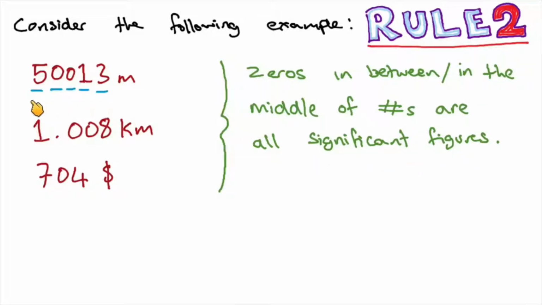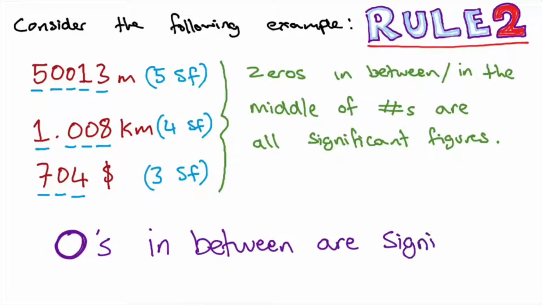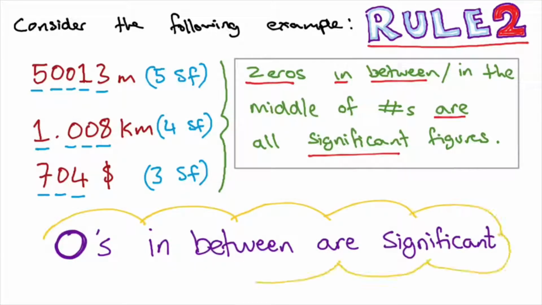So in our first example, we have a total of 5 significant figures. In the second example, because we have these 2 zeros in between, they're significant. So we have a total of 4 significant figures. For the last question, the 0 between the 7 and the 4 is significant. So here we have 3 significant figures. So rule number 2, to recap, all zeros in between numbers are significant.